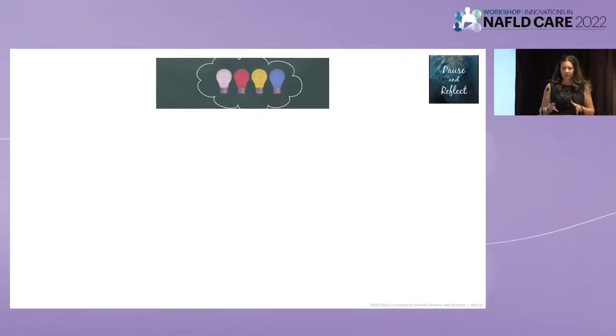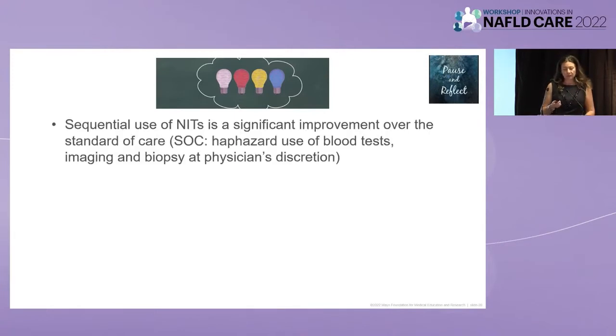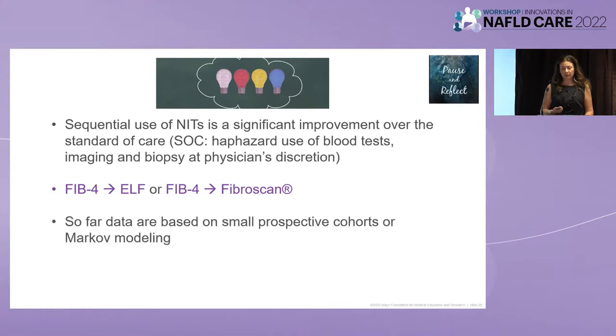A distilled version of this second part of the talk, espresso number 2, is that sequential use of NITs is a significant improvement over the standard of care, which before was a haphazard use of blood tests, imaging, and biopsy at physician's discretion, bringing those costs in the first year after NAFLD diagnosis to a sky-high number. FIB4 followed by ELF or FIB4 followed by FibroScan, pretty equal. I would say use them based on the local availability.